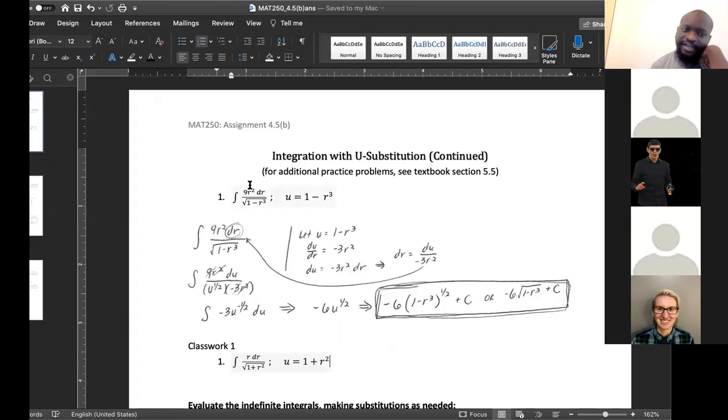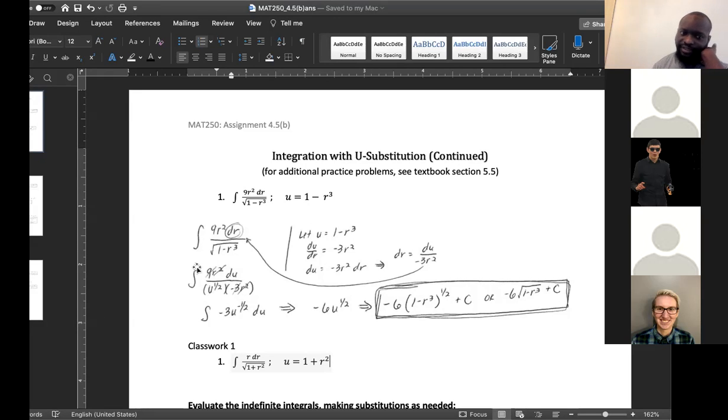So the integral of 9r squared dr over the square root of 1 minus r cubed. So u is 1 minus r cubed. du dr is minus 3r squared. So dr is du over minus 3r squared. So I put that in place of dr, du over minus 3r squared. 9r squared stays the way it is. Then the square root of 1 minus r cubed is 1 minus r cubed to the power half. So that's just u to the power half.